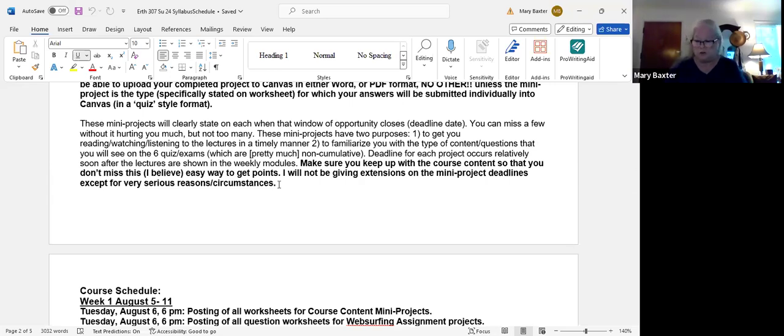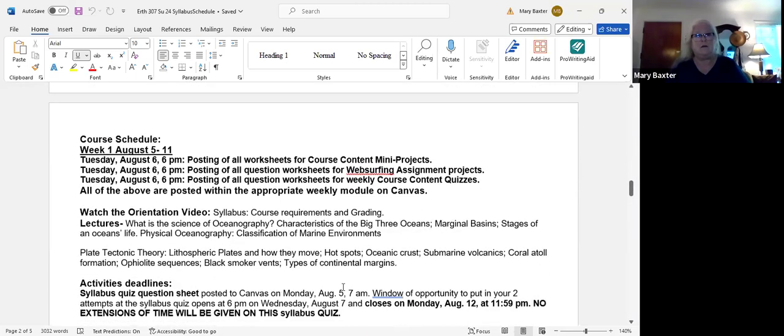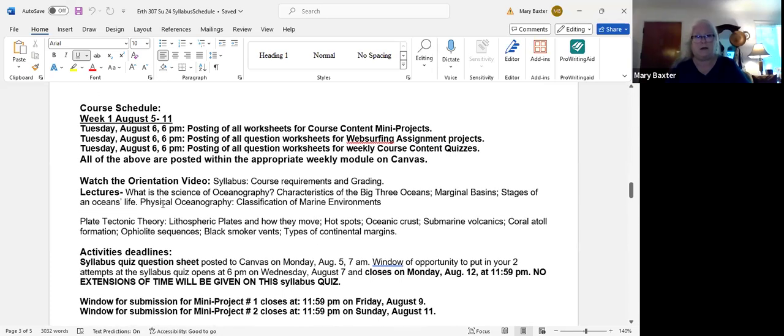If you're looking at the lectures when you should be looking at them, you can print off those mini projects or have them open on your computer when you're looking at the lectures. And as you find the content that goes with the questions, you can be filling them in as you go through the lectures. You don't have to wait until after you've looked at all the lectures to look at those mini projects. I would suggest that you work on them while you've got the lectures going and listening to them.